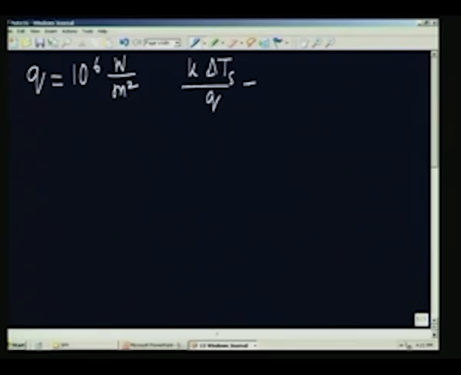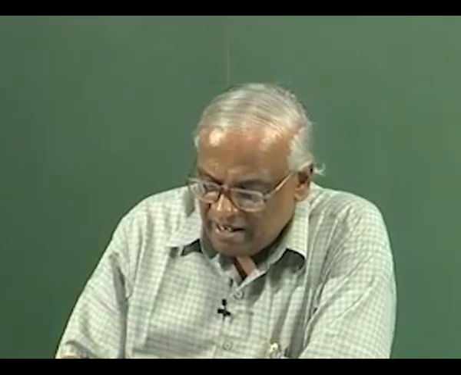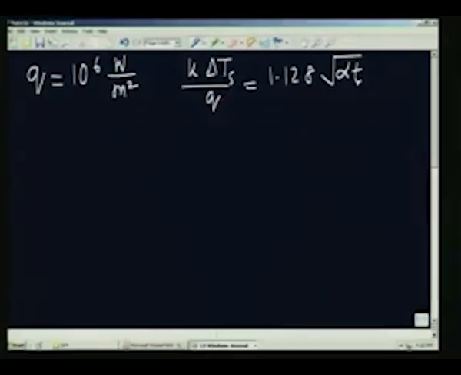Now, I can calculate for the heat flux which is incident, 10 to the power of 6 watts per square meter, 1 megawatt per square meter, that is given. K delta T s by Q is equal to 1.128 square root of alpha t, where alpha and K are the properties of the Macor, which were given in the table form. If delta T s is a maximum value, then I have to find out what is t max. If I put the maximum value here, I will get the maximum.